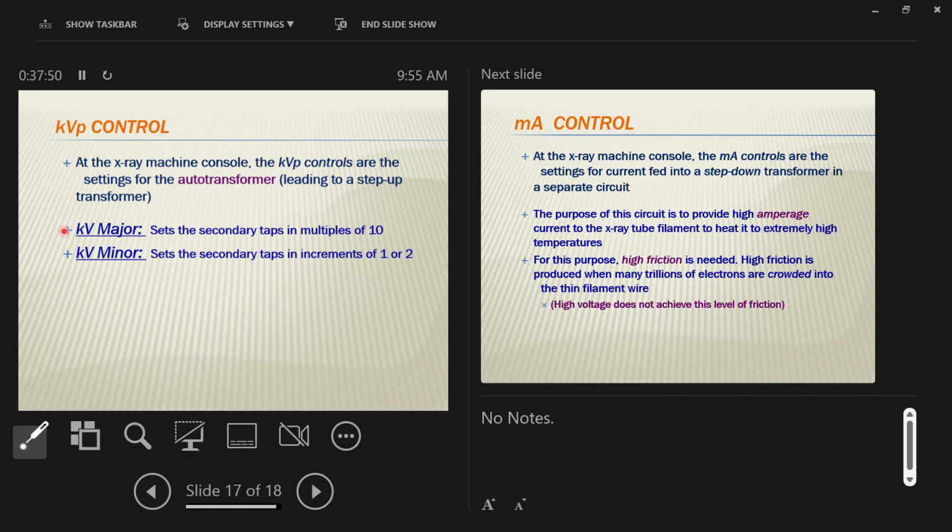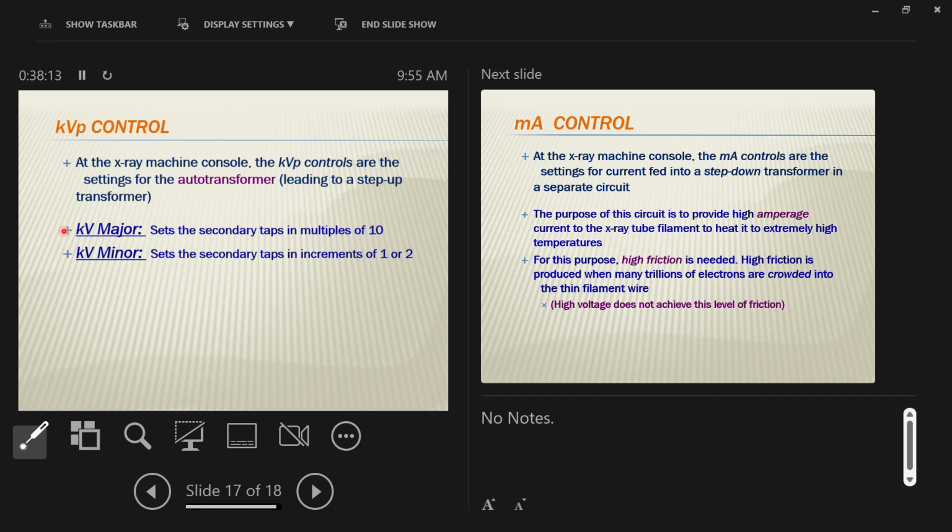If I want to make a little adjustment, I adjust the setting called KVP minor. And if I want to make big changes, if I'm taking an x-ray of a hand, which uses a setting of about 60 kVp, 60,000 volts, then I move to a chest, which uses settings around 120,000 volts, I'm going to make my adjustments using the major adjuster, KVP major.